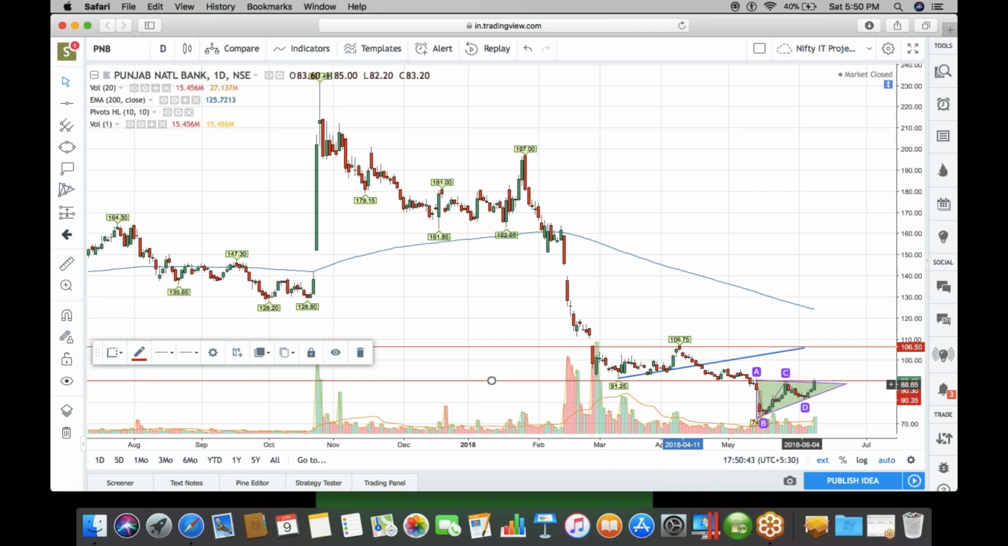And now this is again an ascending triangle which has formed. However, we might not trade it just because the previous trend is not supportive of this trade setup, right? Until there's a clear-cut breakout of this 90 level. Tomorrow, say for example, there is a breakout of this 90 level, and your other indicators are supportive, right?